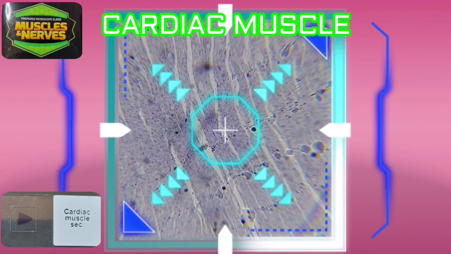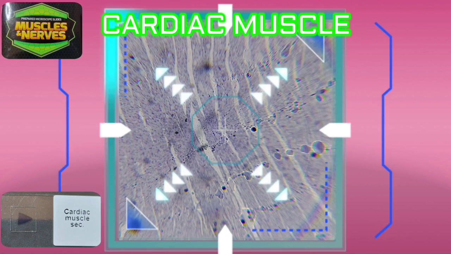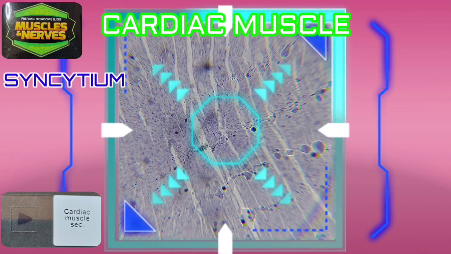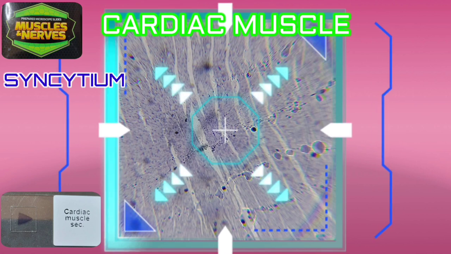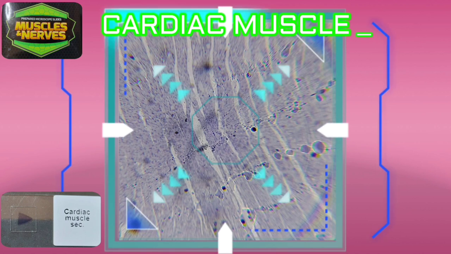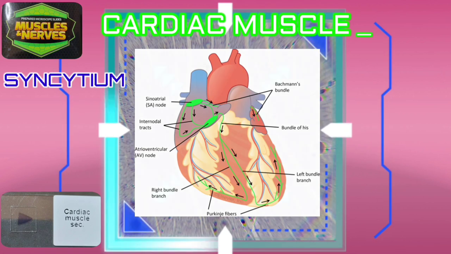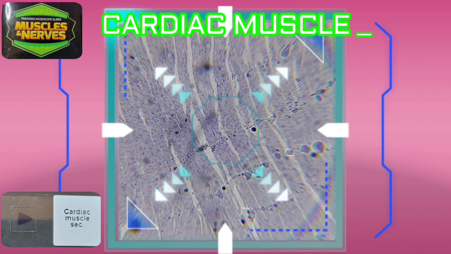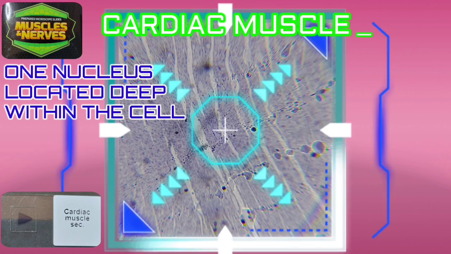Cardiac muscle fibers seem to branch, weave, and merge with each other, forming what appears to be one continuous multinucleated mass called a syncytium. However, high magnification shows that each cardiac muscle fiber is completely bounded by its own sarcolemma, so that even though the fibers do branch, they are not continuous with adjacent fibers. With respect to another key identifying factor, each cardiac muscle fiber has one nucleus located deep within the cell.